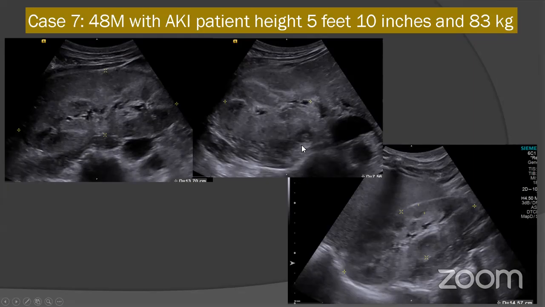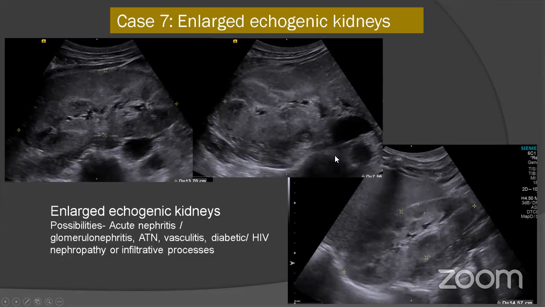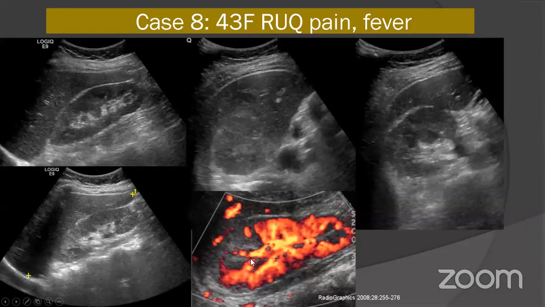And yes, Dr. Sarangi, excellent. So acute kidney injury, enlarged echogenic kidneys on ultrasound, most likely diabetic nephropathy. Excellent. And the other possibilities, it could be acute nephritis of other etiologies, acute tubular necrosis, vasculitis, HIV nephropathy, or infiltrative processes that can result in enlarged echogenic kidneys.